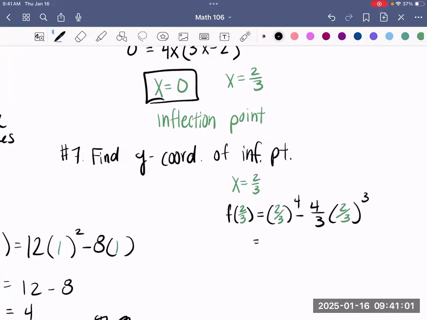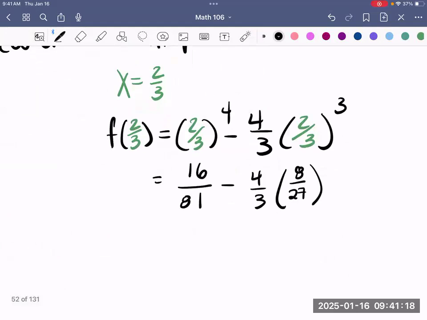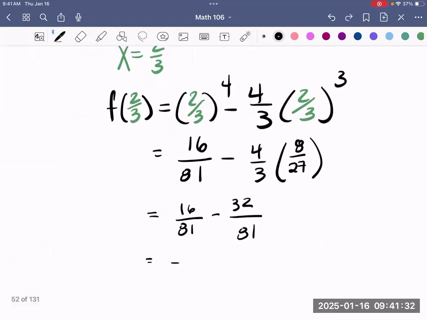Okay, so let's see. We have 81. We have 16 minus 4/3 times 8 over 27. Let's see, 16 over 81 minus, let's see, 32 over 81. You get negative 16 over 81.